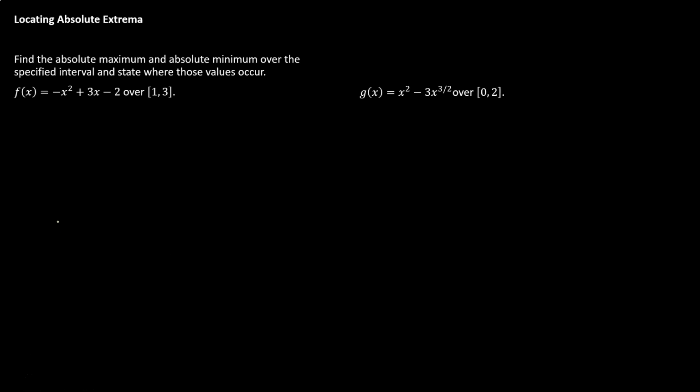Let's give this a shot. We've got two functions on the screen. We're asked to find the absolute maximum and absolute minimum over the given interval. So let's start with the function f. Step 1 is to find the value of the function at each of the endpoints. So we need to calculate f at 1 and f at 3. Let's go ahead and do that.